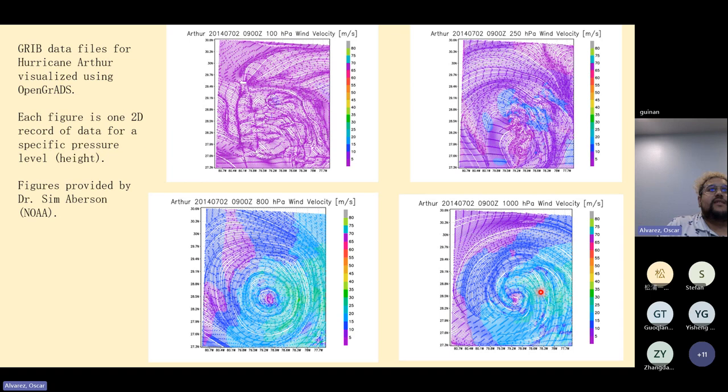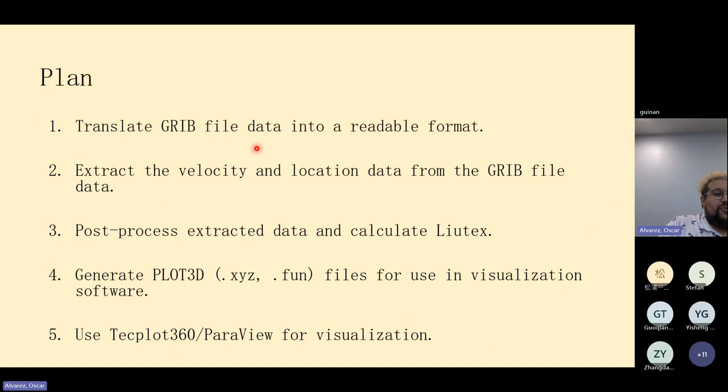These figures are like 3D, but in planes. So this is the two-dimensional. It's 3D data. And then this one's the top one, and this one's the bottom one. And there's more, but this is just a few of them. These were provided by Dr. Sim Aberson. So what's the plan? We need to translate the grid file data into a readable format. We need to extract the velocity and location data from the grid file data.